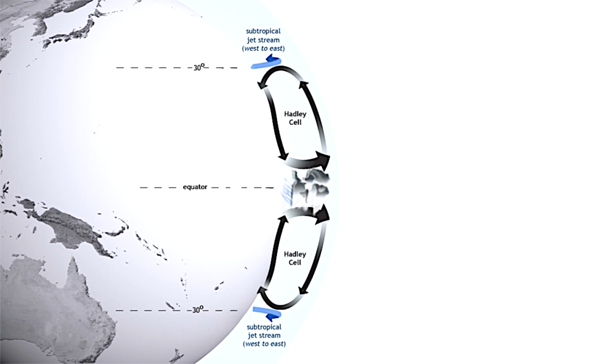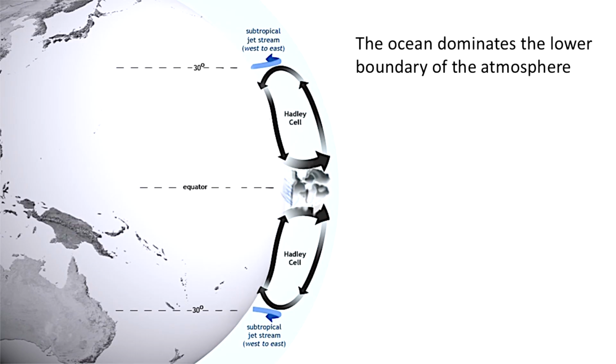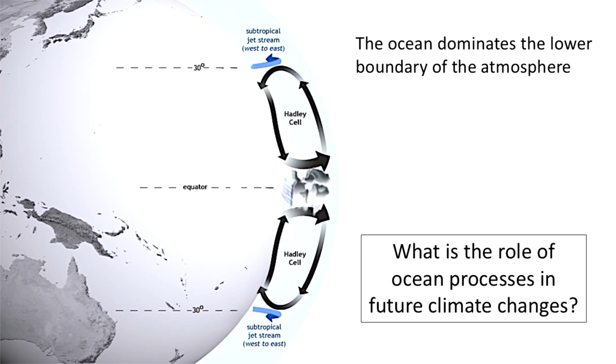You can see different climate features like precipitation, rain. You can see wind circulation, air ascending, moving horizontally, and then descending, and so on. And the lower boundary of the system is the ocean. And since processes in the ocean affect the surface, we expect that they would have an impact on the changes that we see in the atmosphere. So this is where we come in. We want to understand what is the role of ocean processes in driving future climate changes.